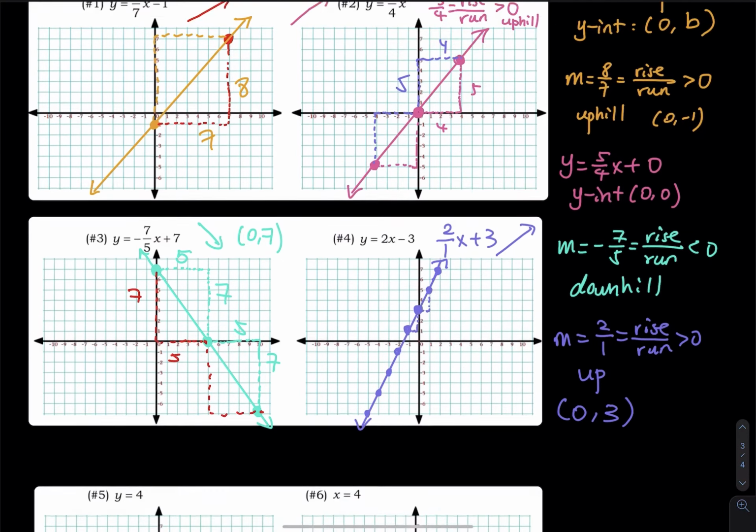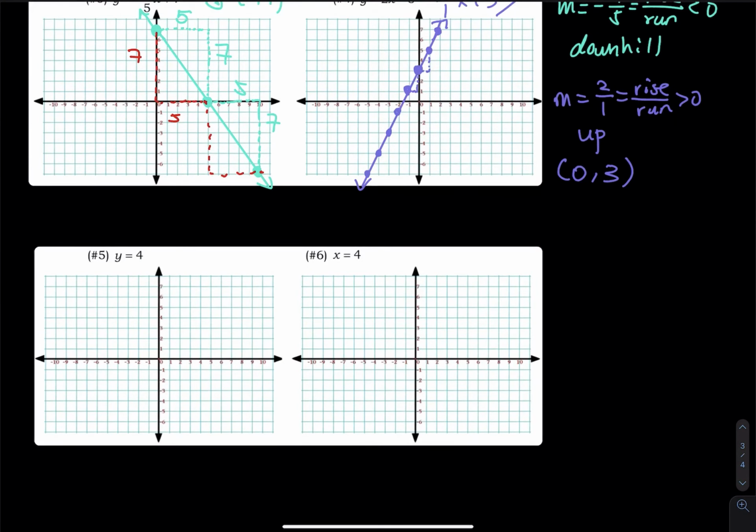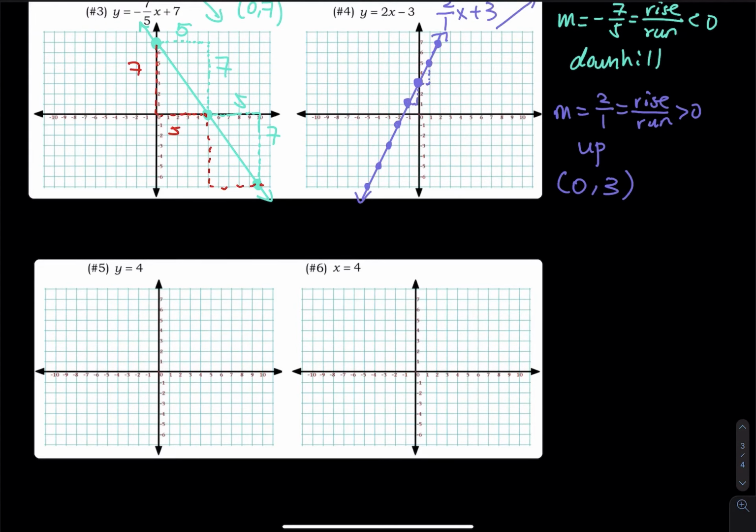And we have 2 more problems. So y equals 4 and x equals 4. Y equals 4, you will need that in one of the statistics chapters called uniform distribution. So y equals 4 is the same thing as y equals 0x plus 4. So we know the slope is equal to 0. Then we have a horizontal line.